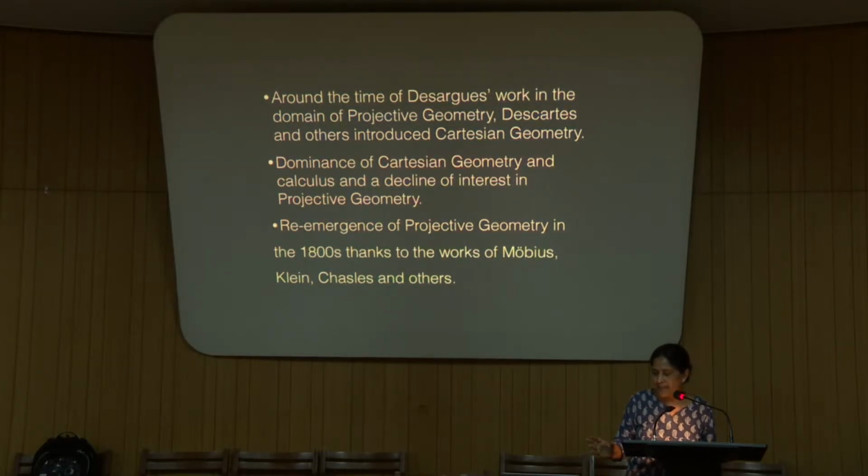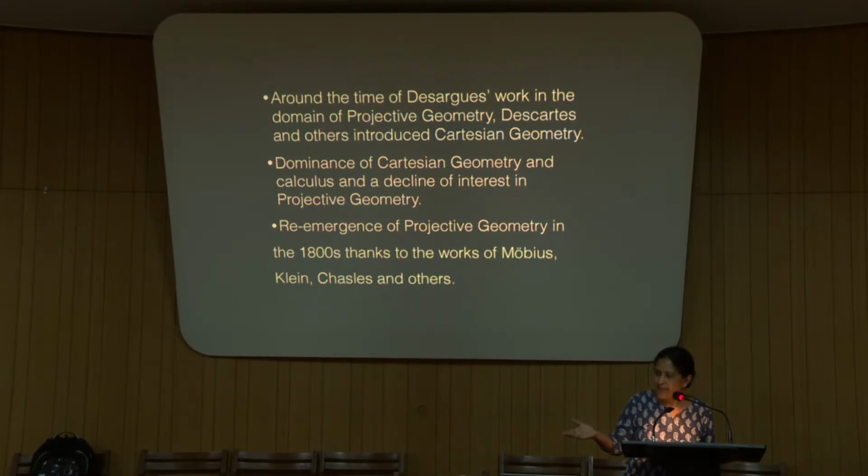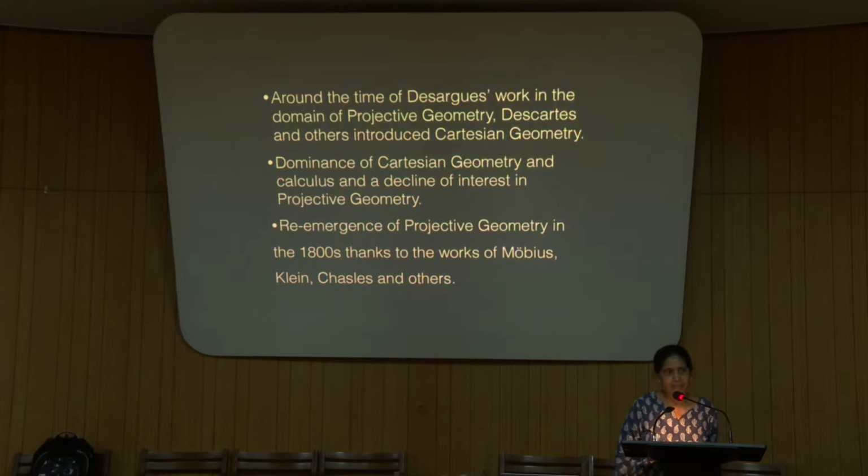So what happened is that there was a dominance of Cartesian geometry and calculus, and a consequent decline in the interest in projective geometry. There was, however, a re-emergence of projective geometry in the 1800s thanks to the works of Mobius, Klein, Chasles, and others. These are all advanced topics. I won't dwell on it. But the name Mobius may be familiar to many of you. Have you come across the Mobius strip? No, okay. It's somewhat advanced, but it's an interesting idea.